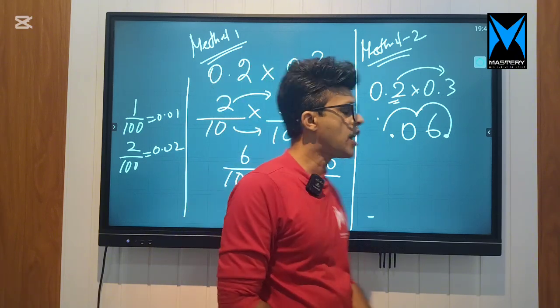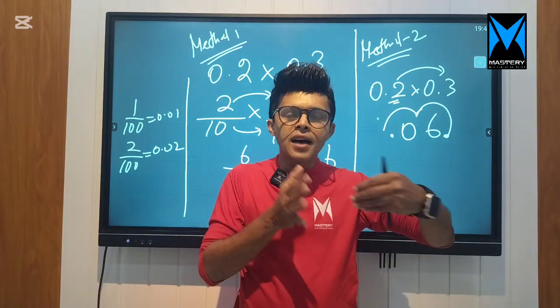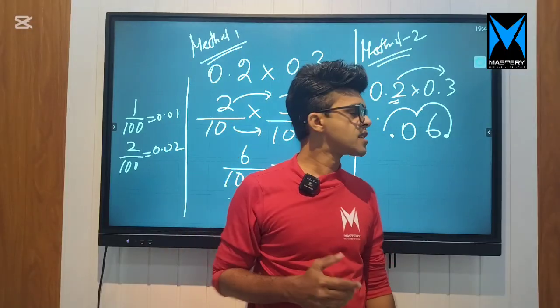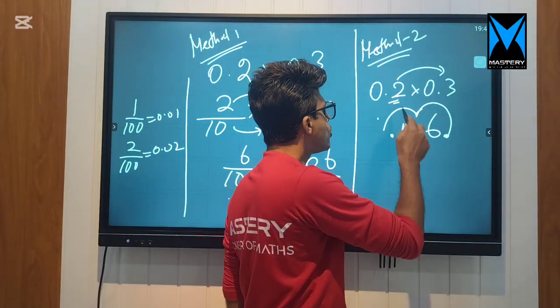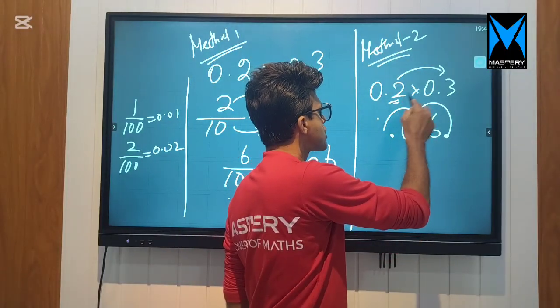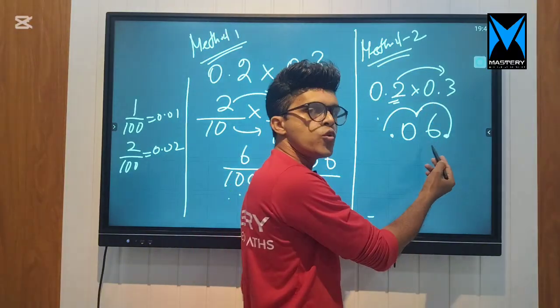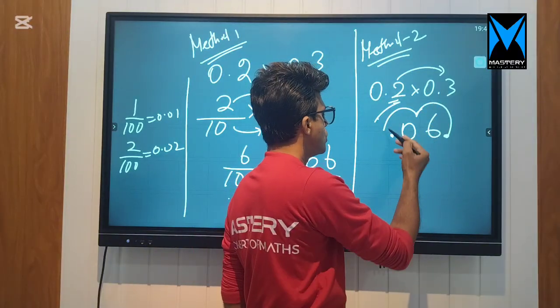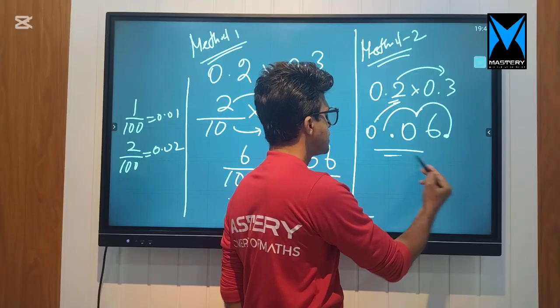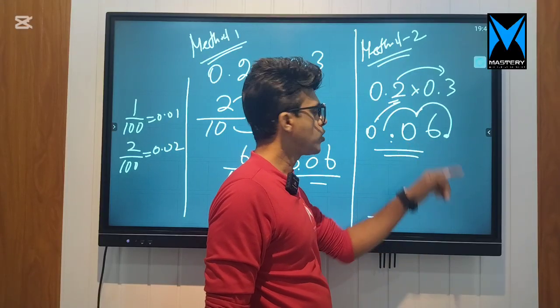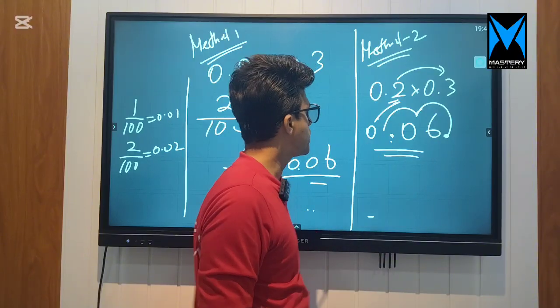Why do I write it? Why does this decimal point pass 2 digits? The reason is that here there is one place of decimal, and here one place of decimal. Therefore, it passes 2 digits here. 1, 2. So the answer here is 0.06. This 0 should be written here.